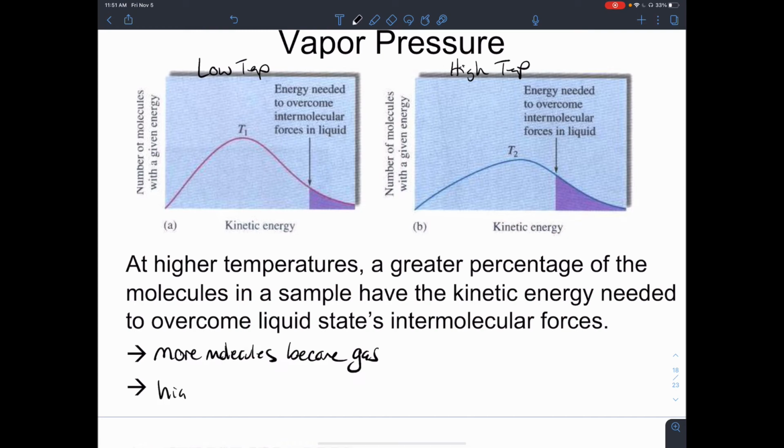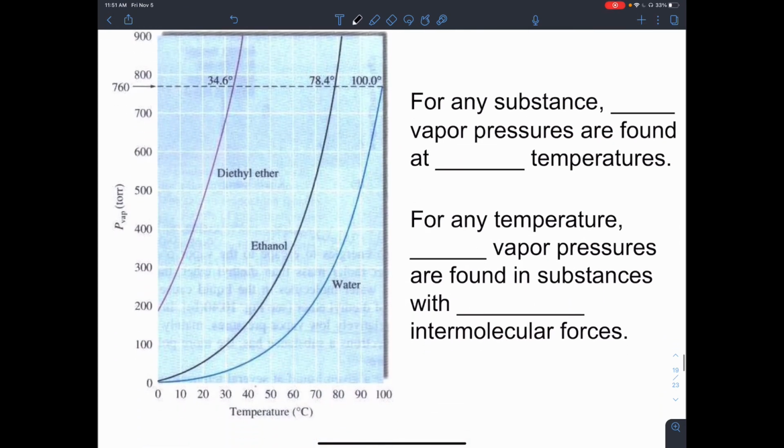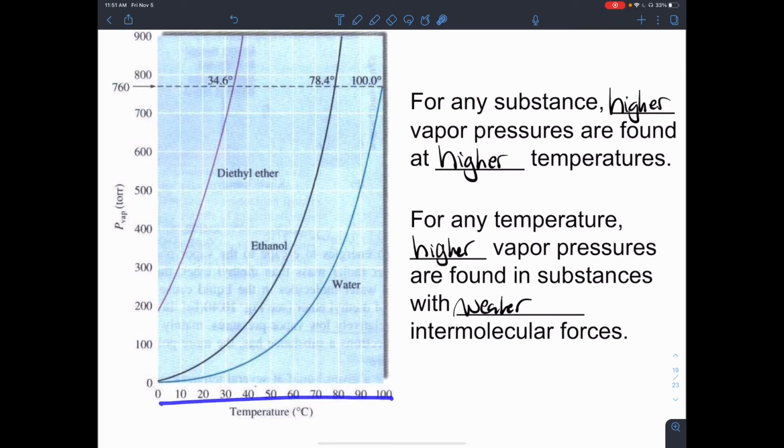Pressure at higher temperature. For any substance, a higher vapor pressure is found at higher temperatures. For any temperature, a higher vapor pressure is found in substances with weaker intermolecular forces. So this is something that we're seeing here. We've got temperature on the x-axis and vapor pressure on the y-axis. And as we increase the temperature, we see the vapor pressure gets higher. There's a little bit more of a lag time for water and a little bit more of a lag time for ethanol, but the relationship for the diethyl ether is very direct.